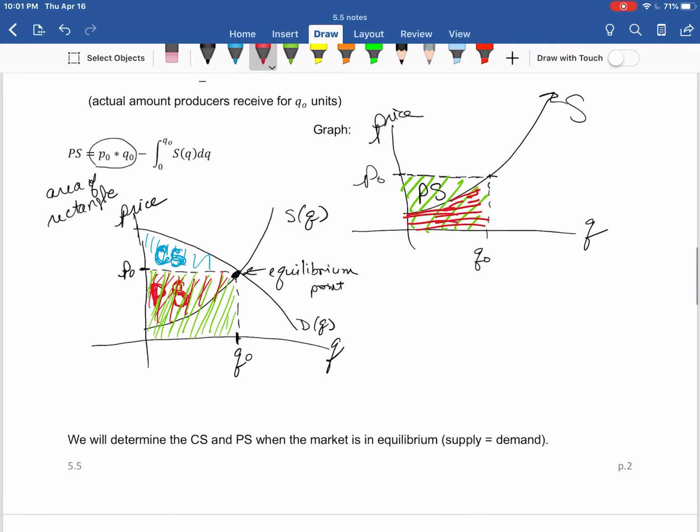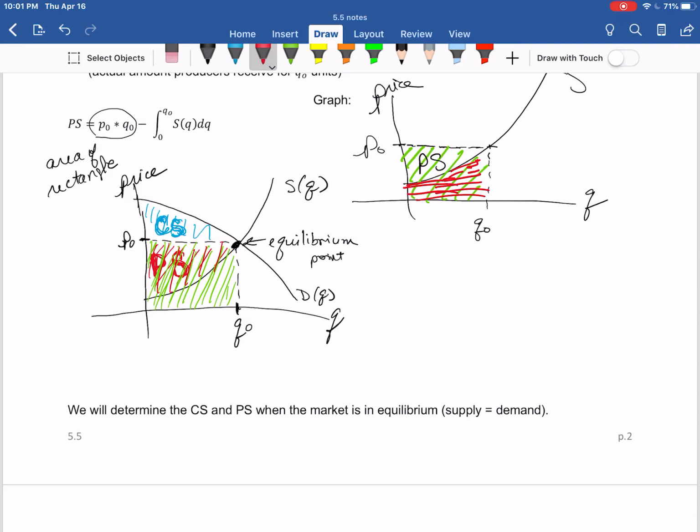We will always work with consumer and producer surplus when the market is in equilibrium, and that is when supply is equal to demand. It's your ideal market, and that is why that's your first step. Find the equilibrium point. If you have both supply and demand, you've got to find that equilibrium point first. Get that first.